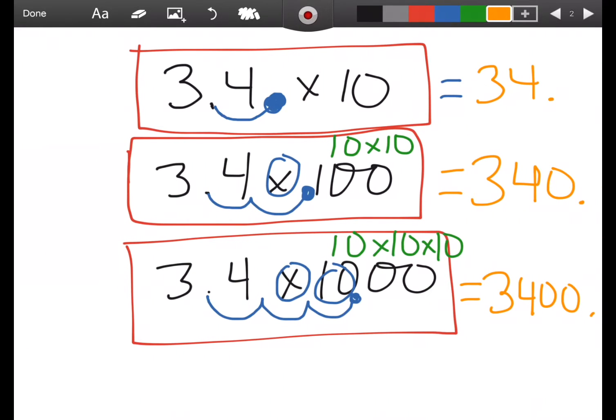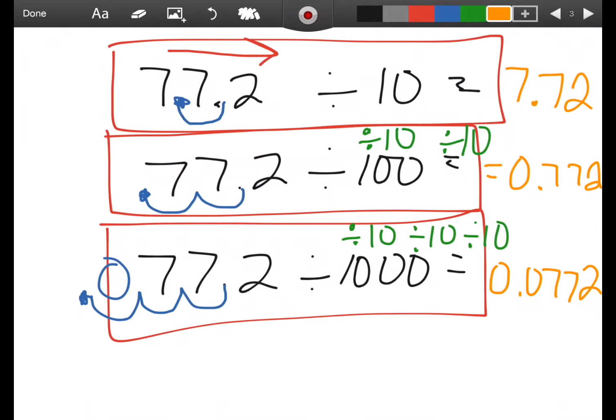So just a quick recap. To multiply by 10, 100, and 1,000, we can either move the decimal over once to multiply by 10, twice to multiply by 100, or 3 times to multiply by 1,000. Keep in mind, the reason we do it twice for 100 is because 100 is the same as multiplying by 10 twice. 1,000 is the same as multiplying by 10 3 times. For dividing, we can move the decimal back 1 for dividing by 10, back 2 times for dividing by 100, or back 3 times when dividing by 1,000.